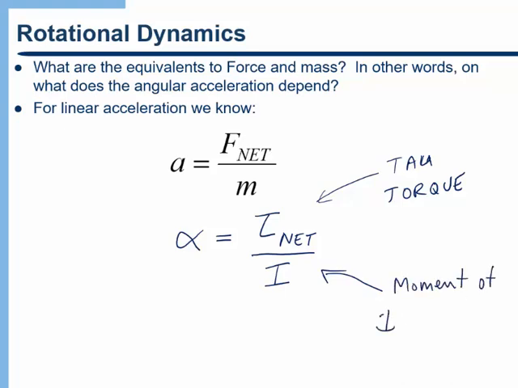And you may remember that I talked briefly about this in our first video on rotation, where we looked at the fact that the disk beat the hoop down the incline. And the reason that occurred was because the hoop and the disk have different moments of inertia. So what we want to do over the next few slides is learn more about what torque is and what moment of inertia is.